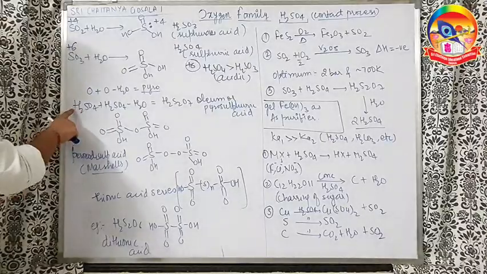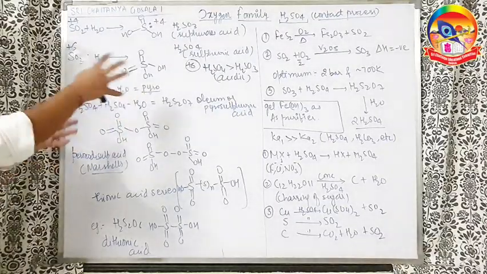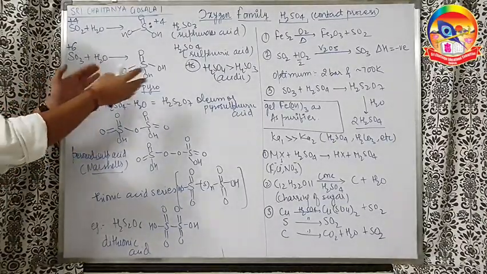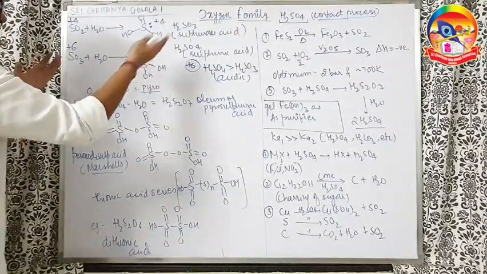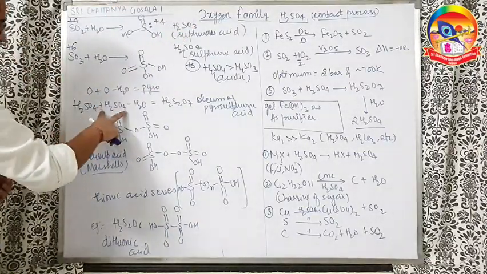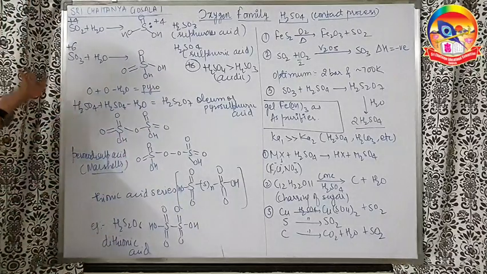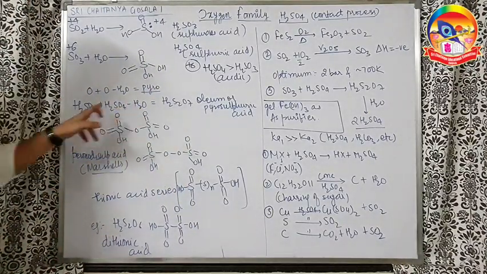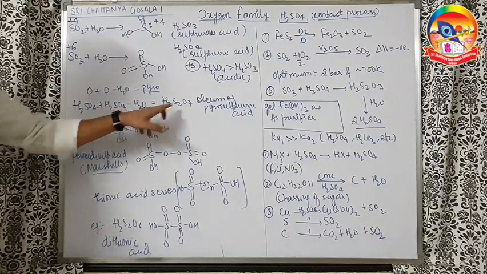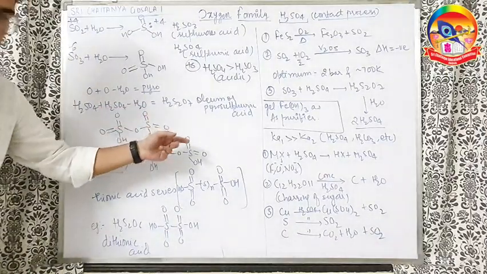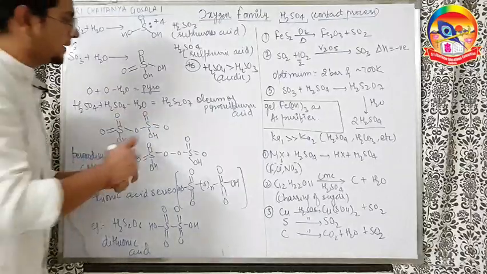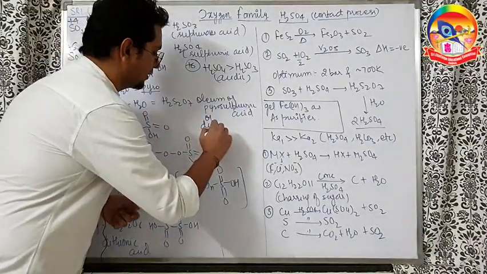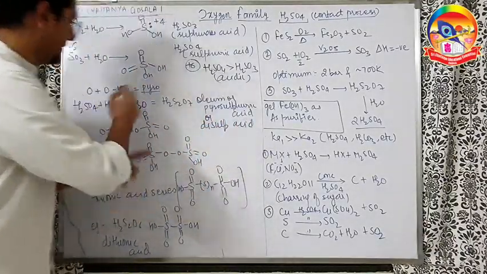Going ahead, ortho plus ortho minus water. I told in the previous video also, ortho plus ortho minus water is pyro. These are ortho acids. So sulfuric acid plus sulfuric acid minus water. So 2 plus 2, 4. 4 minus 2, 2. S2. 4 plus 4, 8 minus 1 oxygen, 7. So this is called oleum or pyrosulfuric acid. Sometimes it is also called disulfuric acid, because there are 2 sulfuric acids mixed here.